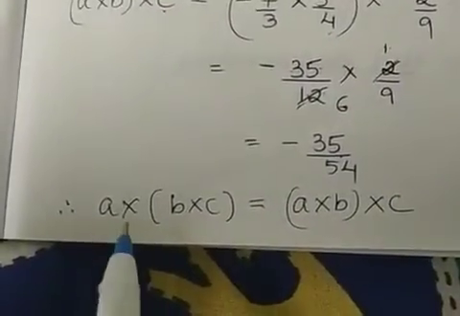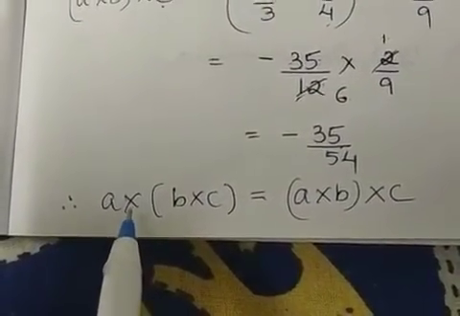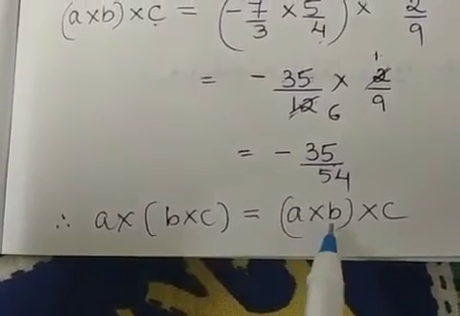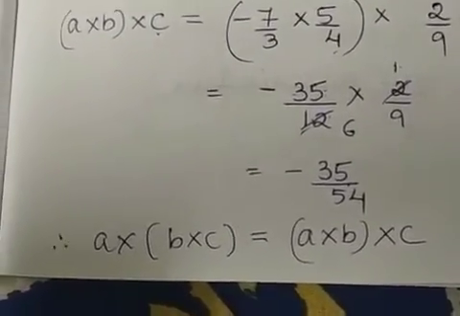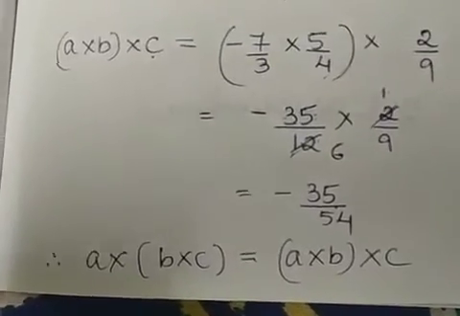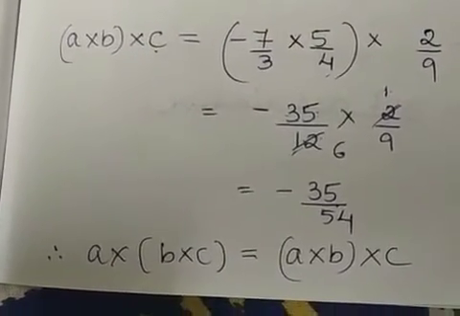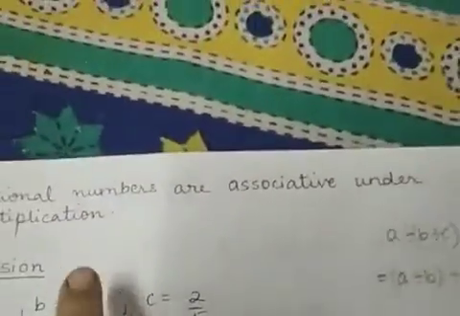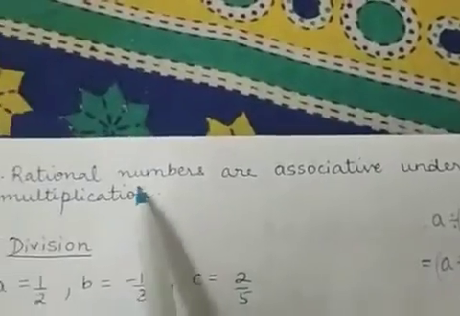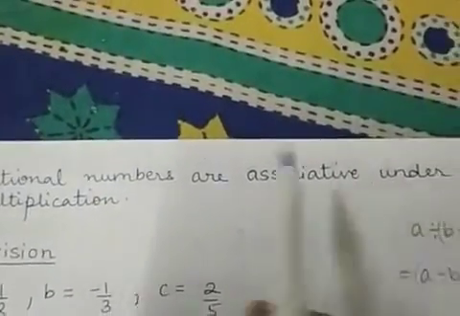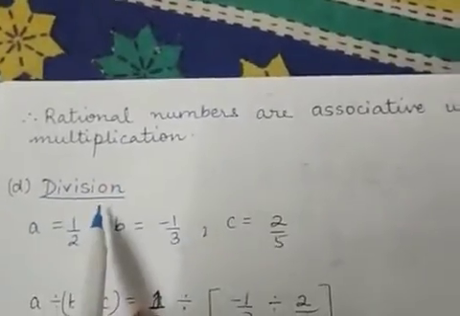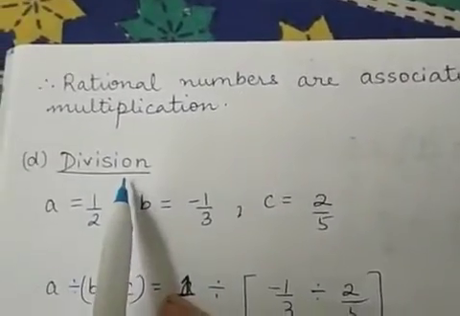So you see a into b into c is equal to a into b into c. Means what? The associative property is satisfied for rational numbers under the operation of multiplication. So as I have said, rational numbers are associative under multiplication. So the next and the final operation that we have to check is division.